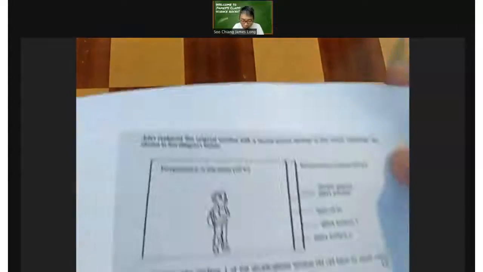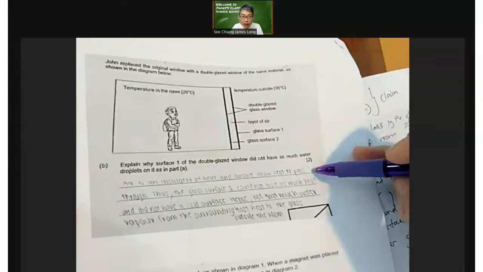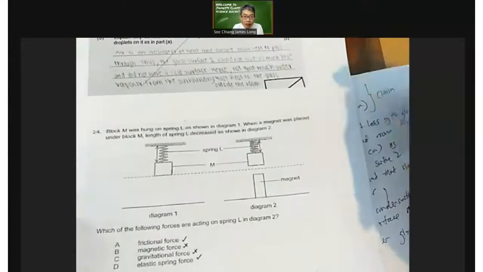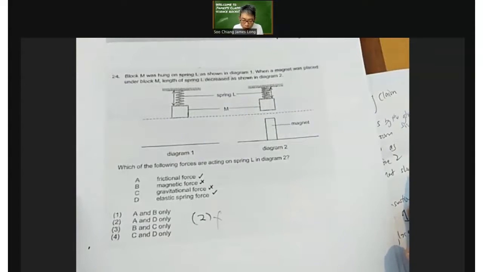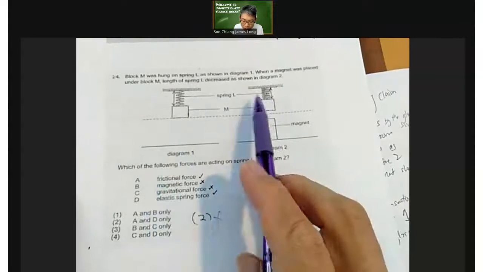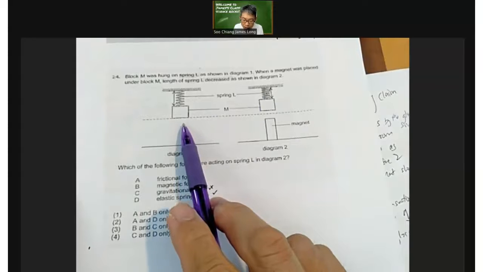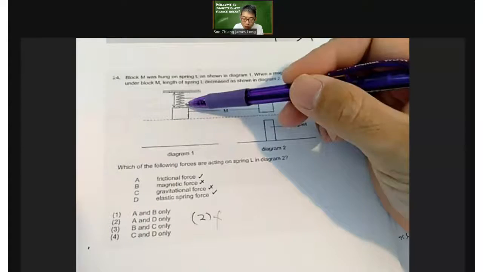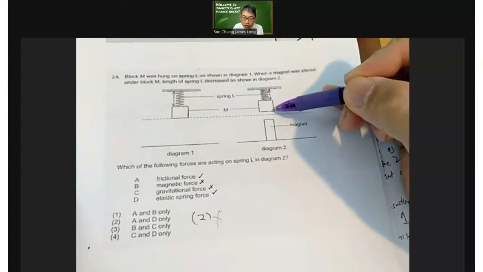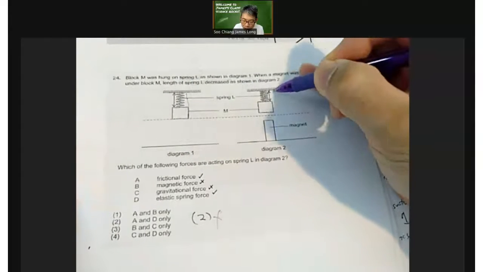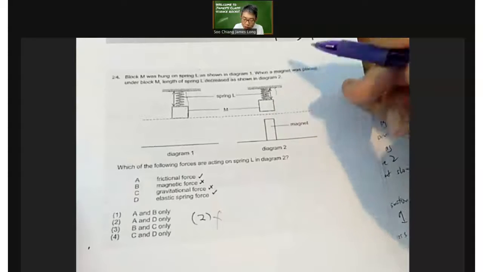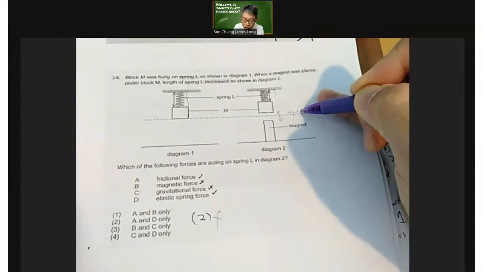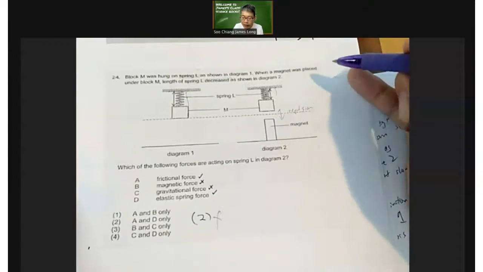Okay. Now you have one more question, I think. Oh, there's one more here. Okay, I already explained this, so no need to have this. Block M was hung on spring L as shown in diagram 1. So this one, spring L, same spring. Oh, okay. So it actually stretches the spring, right? When you put a magnet here, the length here decreased. Notice the dotted line is going to help you to see that this mass actually went up. So there must be a repulsion. Only a magnet can repel another magnet. So therefore, this must be a magnet.